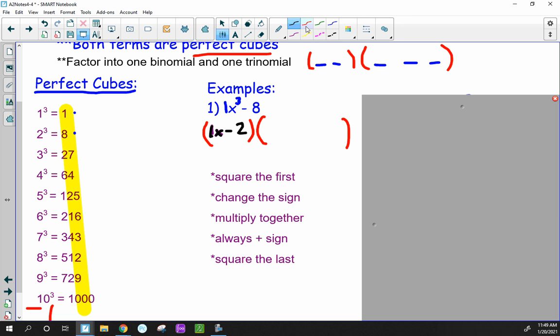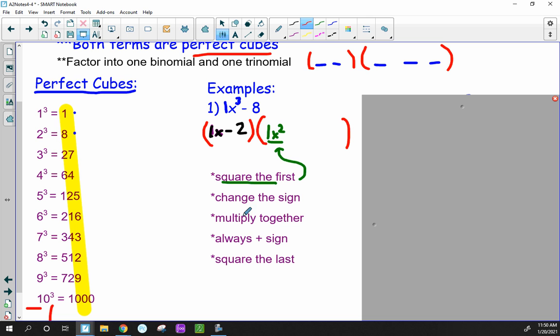Alright, and then I'm going to draw arrows so you can see where these go. So square the first is referring to this position. To get the first term in the trinomial for your answer, square the first means go back to the first of the parentheses, take the first term, which is here, and square it. So imagine doing 1x times itself. 1 times 1 is 1, and x times x is x squared. Okay, so square the first goes there.